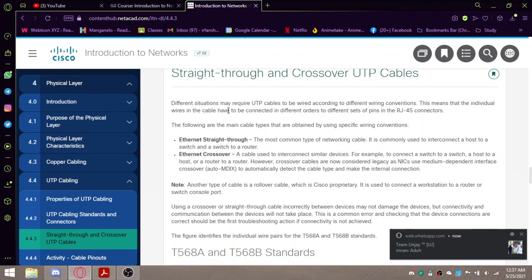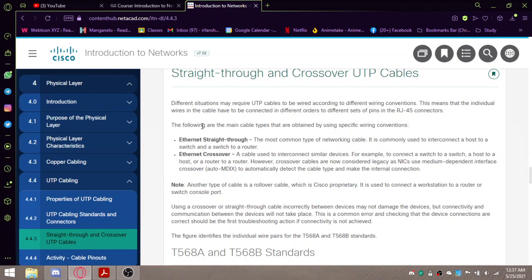Okay, different situations may require UTP cable to be wired according to different wiring conventions. This means that the individual wires in the cable have to be connected in different orders to different sets of pins in RJ45 connectors. The following are the main cable types that are obtained by using specific wiring conventions.